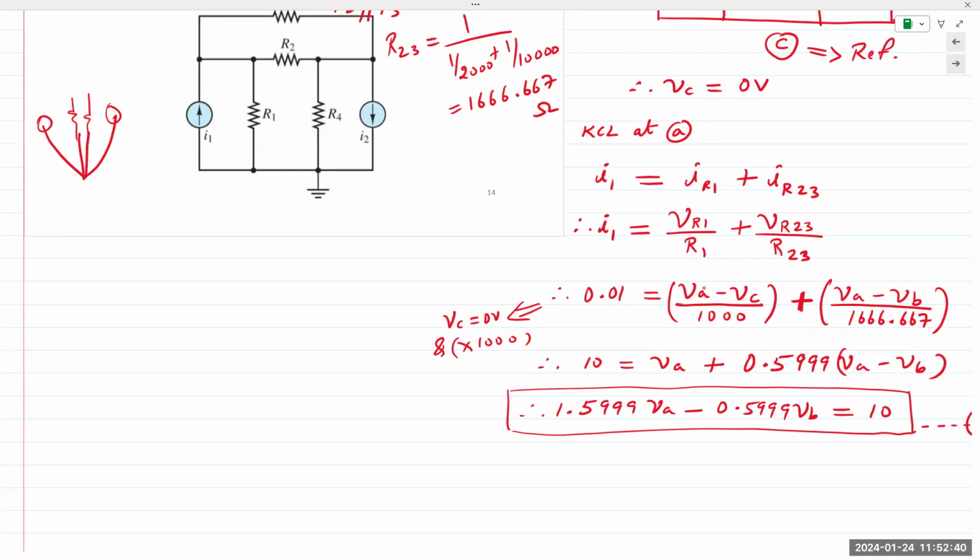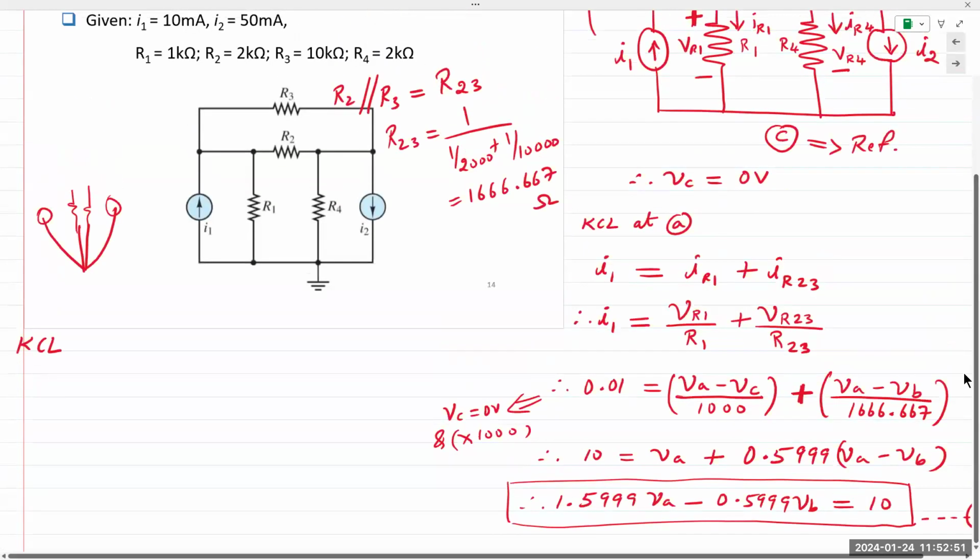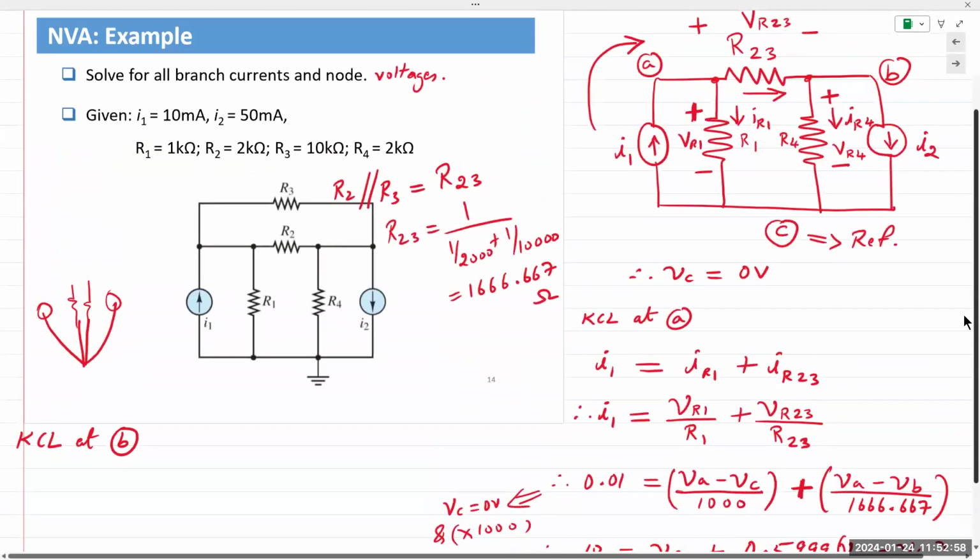Okay, so let's then apply KCL at the other node. What was the other node? B. At B, I would get, what do I have?